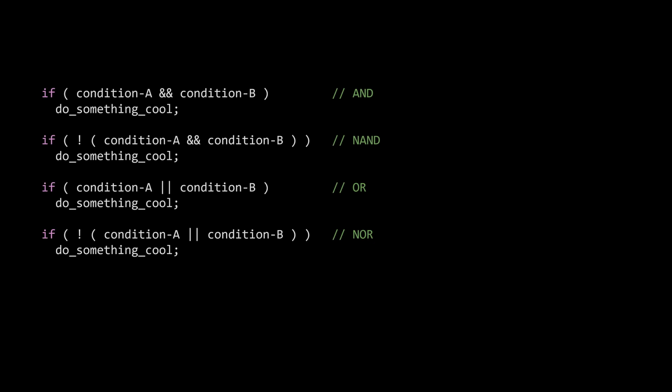This is a compound statement, so we evaluate condition A and condition B, and if A is true and B is true, then we'll execute the do something cool associated with the first if. The second line is a NAND case. If we evaluate condition A to be true and B to be true, it's A and B negated, then we will do that one. The double ampersands are the AND operators. It's the Boolean AND operator. It's testing if condition A and B is true.